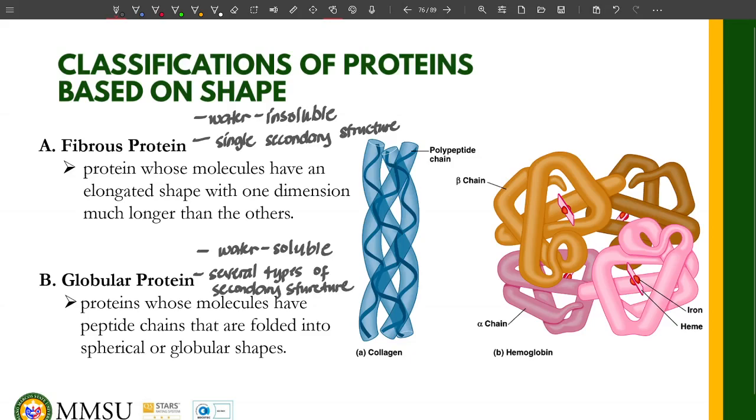And then in terms of their functions, fibrous proteins provide support and external protection. Just like, for example, collagen, di ba? They are your structural proteins. And then globular proteins are involved in metabolic chemistry, performing functions such as catalysis, transport, and also regulation. An example is hemoglobin, and hemoglobin is a transport protein. All of your transport proteins, enzymes, and regulatory proteins are globular protein in shape.